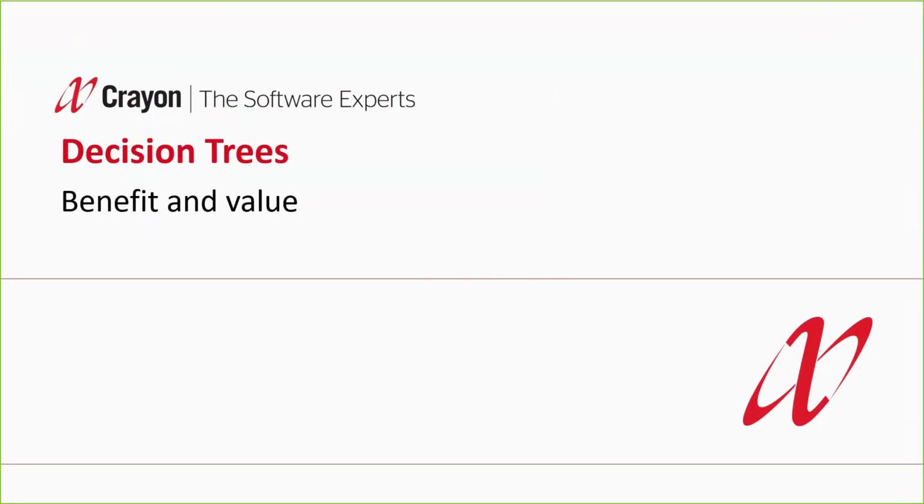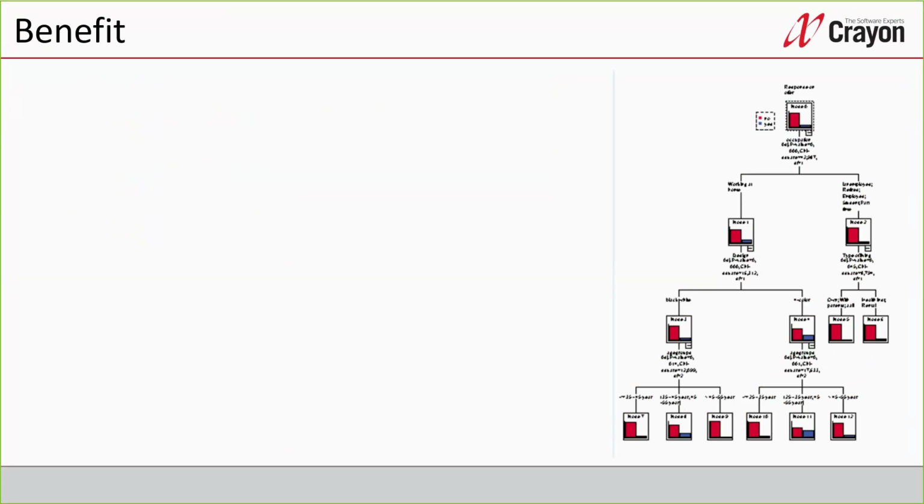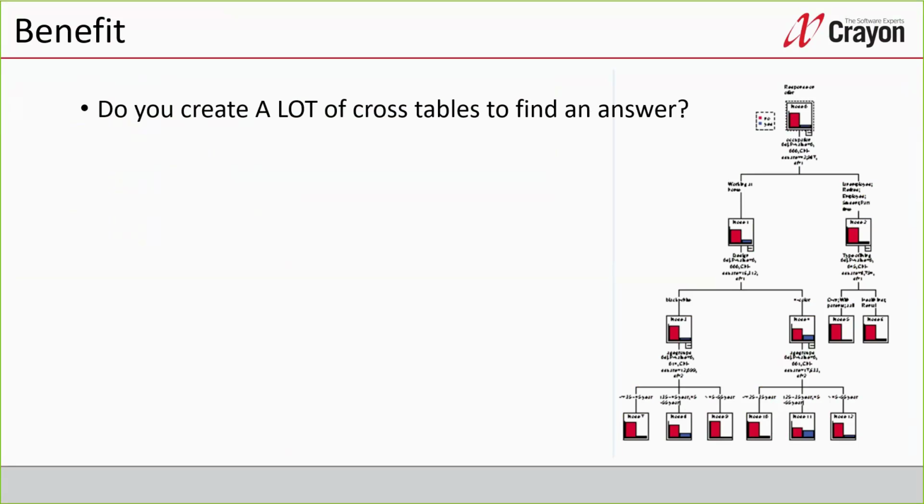So let's continue with the next very popular module. And what is the benefit here? If you're searching for an answer, for example, I search for the answer, who is having higher salaries, then you have to do a lot of cross tables, especially if you have much more variable information. And this could take weeks to find out by just using cross tables. So you can save a lot of time and effort by using this module instead.